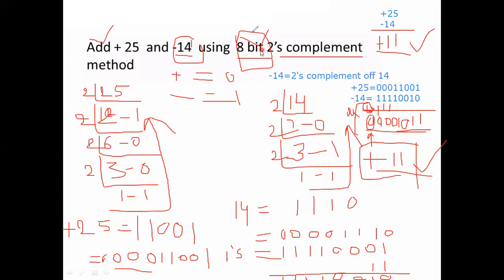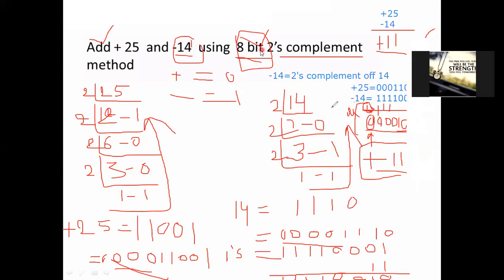Suppose the problem is giving 12 bits; here it is 8 bits only. That's why here we are adding 3 zeros for plus 25 and 4 zeros for 14. Okay? Do you understand? So in this way, we do the signed bit addition for any numbers. Do you understand this?